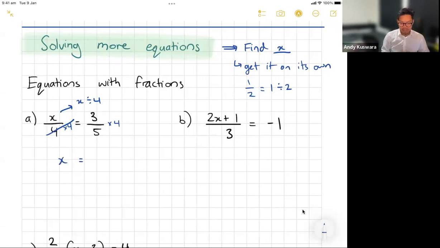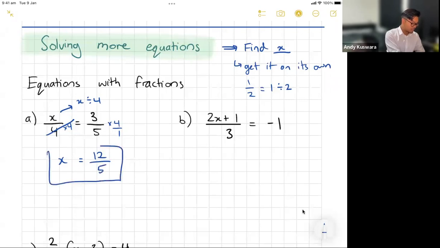And then on the right-hand side here, I just have 3 over 5 multiplied by 4. You can put this in the calculator, or I know that it's just going to be 4 over 1. So I'm just going to go top by top. So 3 times 4 is 12, and 5 times 1 is 5. And I'm happy to leave my answer like this because I found x. All right, don't take it any further than that.